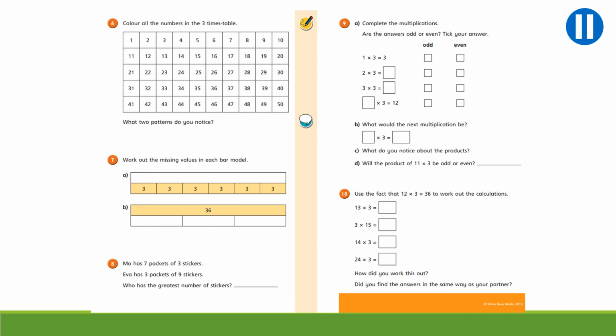And number 10, use the fact that, if you know that 12 times 3 equals 36, can you use that fact to work out 13 times 3, 15 times 3, 14 times 3 and 24 times 3? And how did you work them out? So there are lots of questions for you to work out and answer today, and to give you lots more practice. So have a go, try your best and see how you get on.